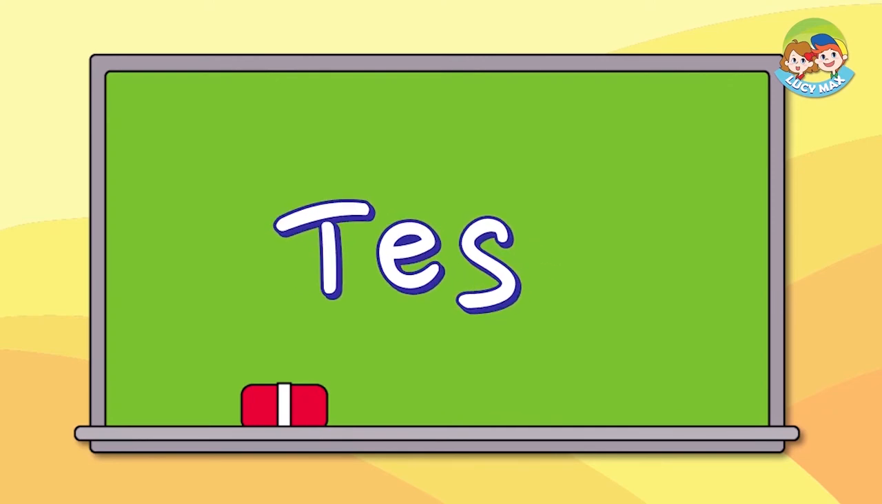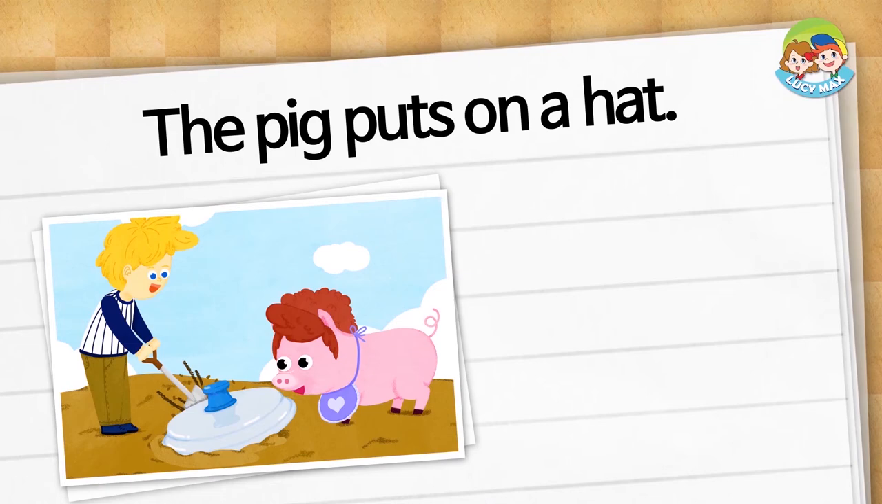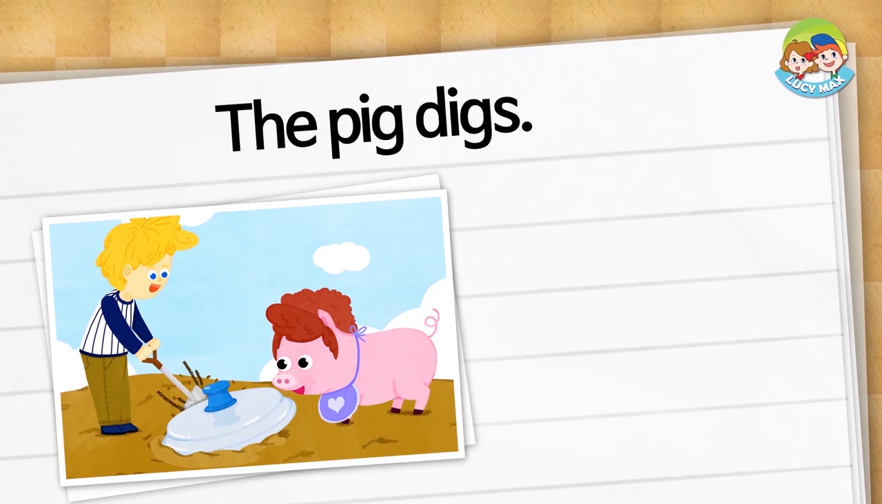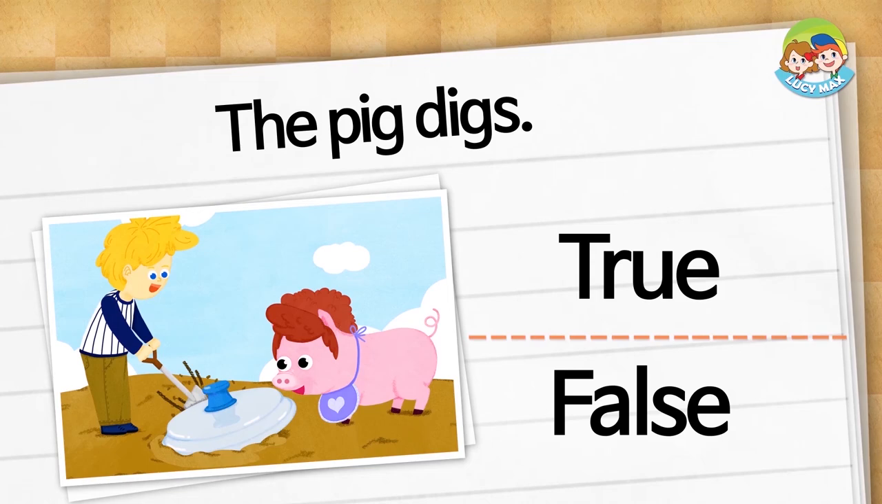Great work! The phonics story test is next. You can choose true or false. Choose true or false. The pig puts on a hat. Is it true or false? The answer is false. The pig puts on a wig. The pig digs. Is it true or false? The answer is false. The kid digs.